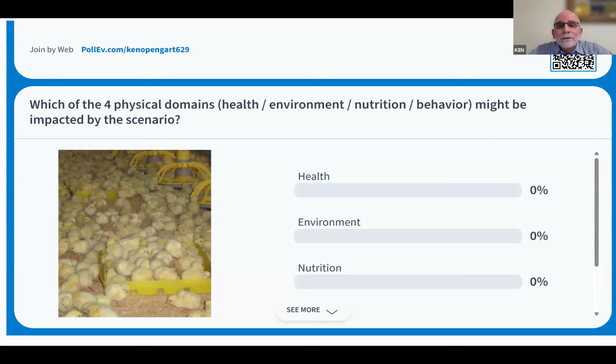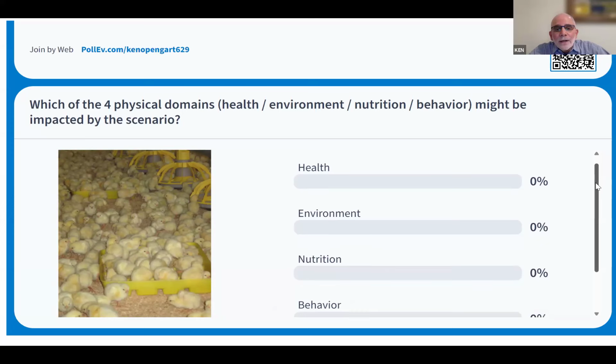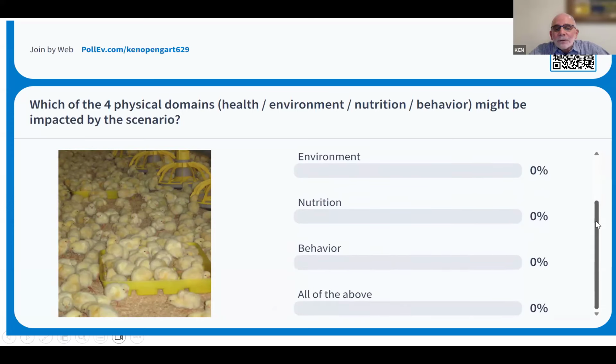So again, the interactive portion, if you could use the QR code. I can't tell on my screen, it doesn't look like you see all the choices, but when you bring up that QR code, you should see all of the choices, all of the 5 domains to choose from as far as which might be affected in this scenario. So health, environment, nutrition, behavior, or all of the above. You could use the QR code and put your inputs in, please.